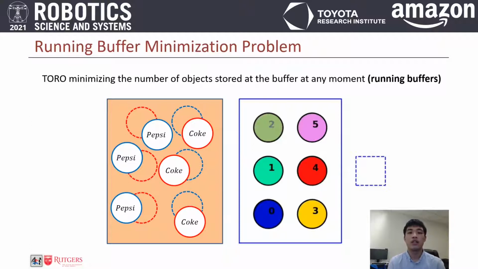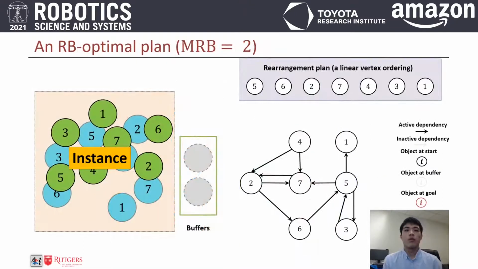Specifically, the size of the running buffers is the maximum number of objects stored at the buffer at any moment. In our paper, we find the rearrangement plan to minimize the size of the running buffers. We first show the optimal rearrangement plan of a labeled instance. The minimum running buffer size of this instance is 2.